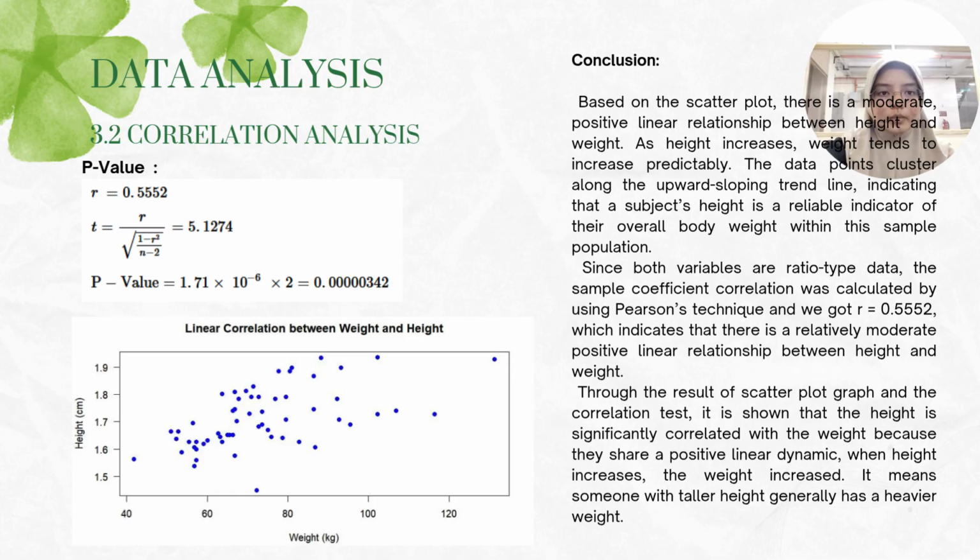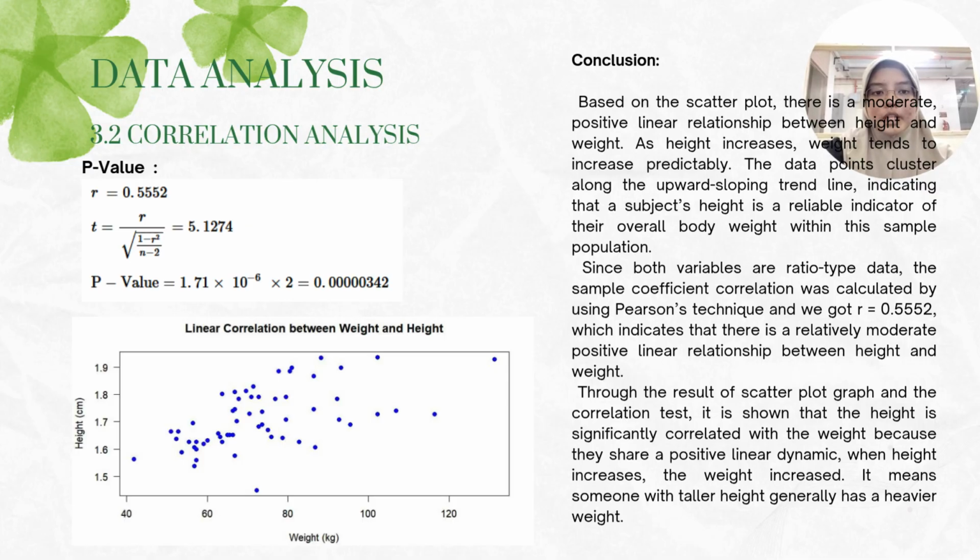So based on the scatter plot, there is a moderately positive linear relationship between the height and weight. As height increases, weight tends to increase predictably. The data points are placed along the upward sloping trend line, indicating that a subject's height is a reliable indicator of their overall body weight within this sample population.